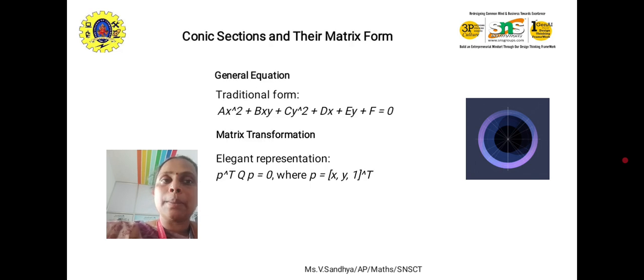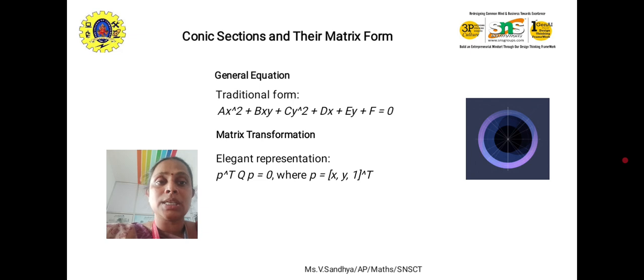Here we want to discuss the conic structure and its matrix notation, that is, the matrix form. First, the general equation, the traditional form: ax square plus bxy plus cy square plus dx plus ey plus f equals 0. Here the x square coefficient is a, the xy coefficient is b, the y square coefficient is c, the x coefficient is d, and the y coefficient is e. f is a constant.